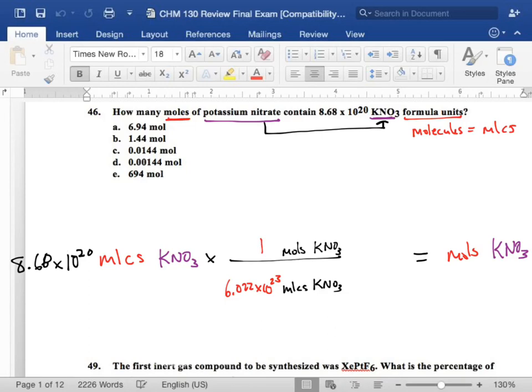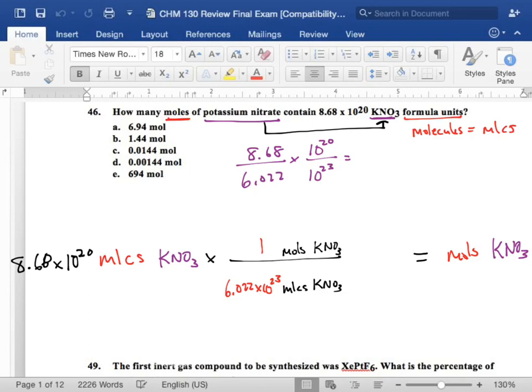All right. What unit would I have after running that calculation? Moles of potassium nitrate. Is that what I want for an answer? Yes. Now it's just a question of entering it into the calculator carefully and correctly. A lot of people have been getting this one wrong, so I'm going to see if I can approximate this. So we've got 8.68 over 6.022, 10 to the 20th over 10 to the 23rd.